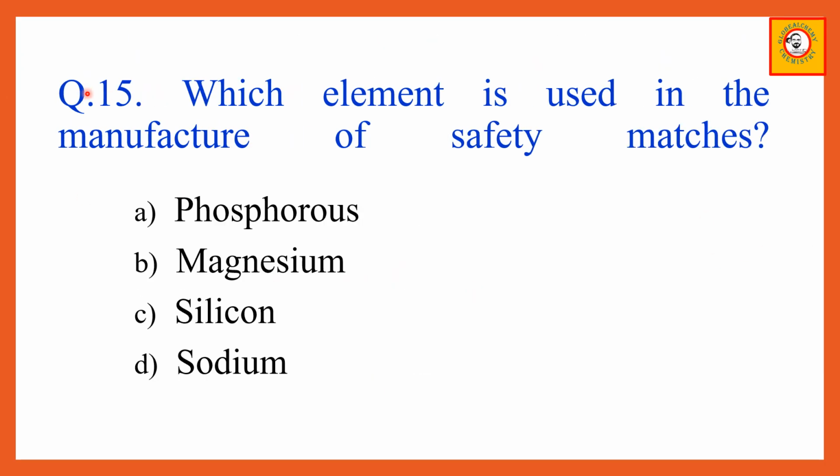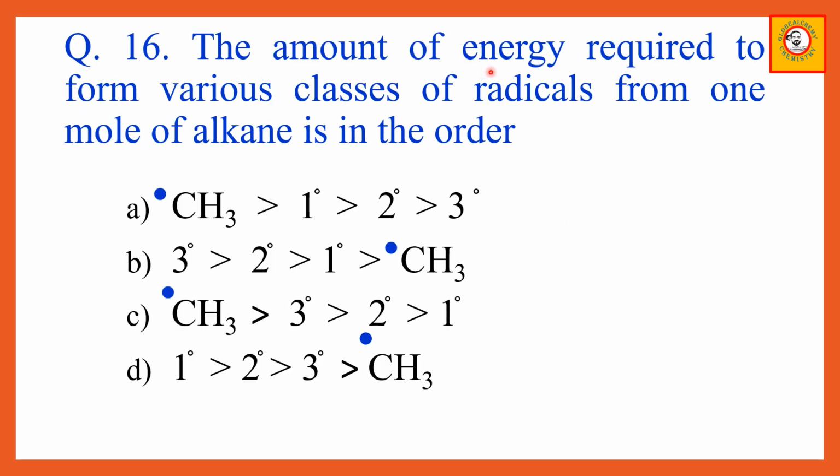Question 15. Which element is used in the manufacture of safety matches? Phosphorus, magnesium, silicon, sodium. The answer is phosphorus. Question 16. The amount of energy required to form various classes of radicals from 1 mole of alkane is in the order. The answer is A.